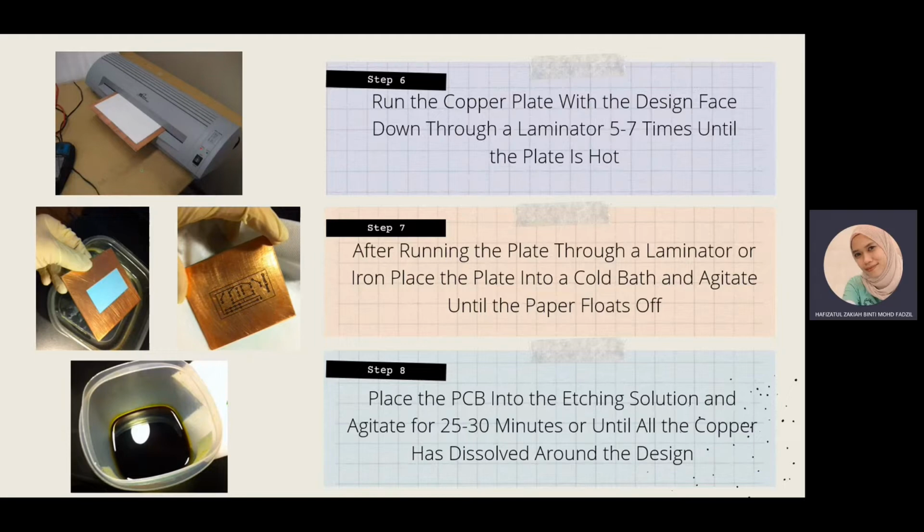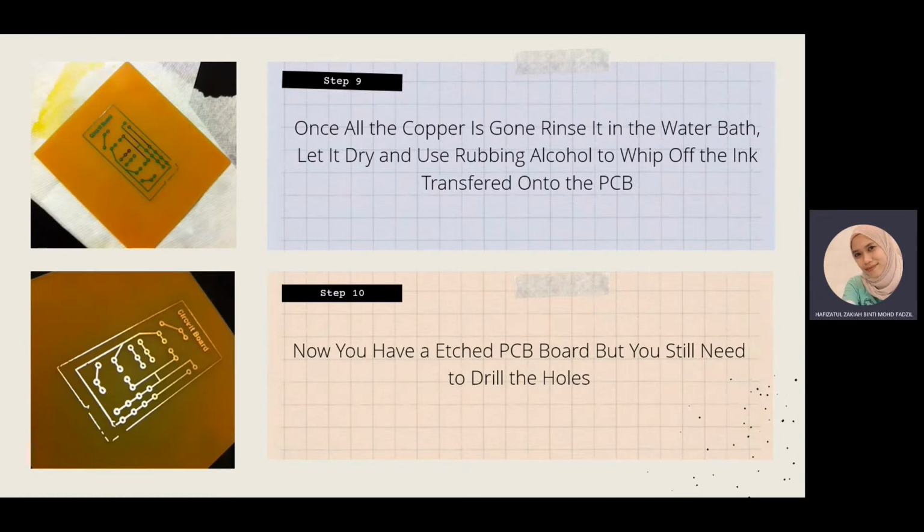Step 8. Place the PCB into the etching solution and agitate for 25 to 30 minutes or until all the copper has dissolved around the design. Step 9. Once all the copper is gone, rinse it in the water bath, let it dry and use rubbing alcohol to wipe off the ink transfer from the PCB.